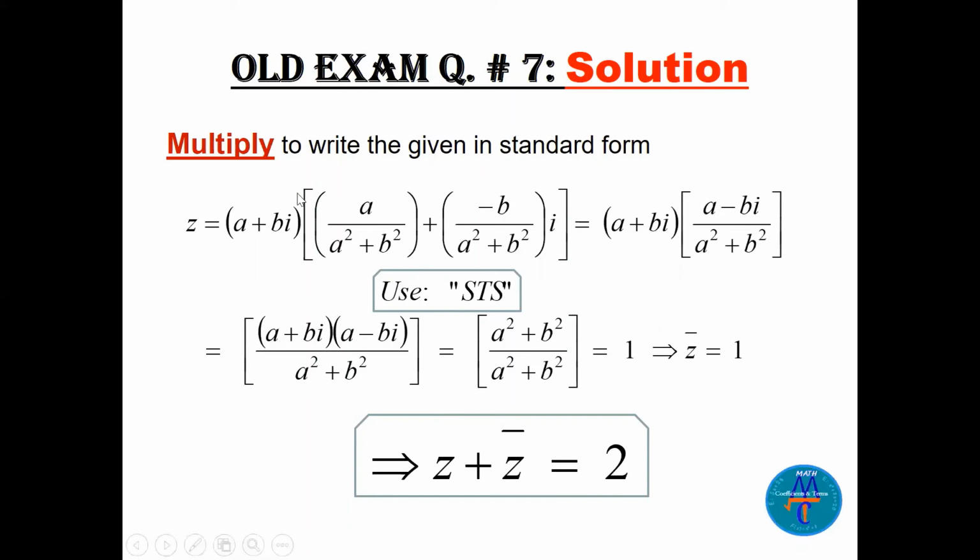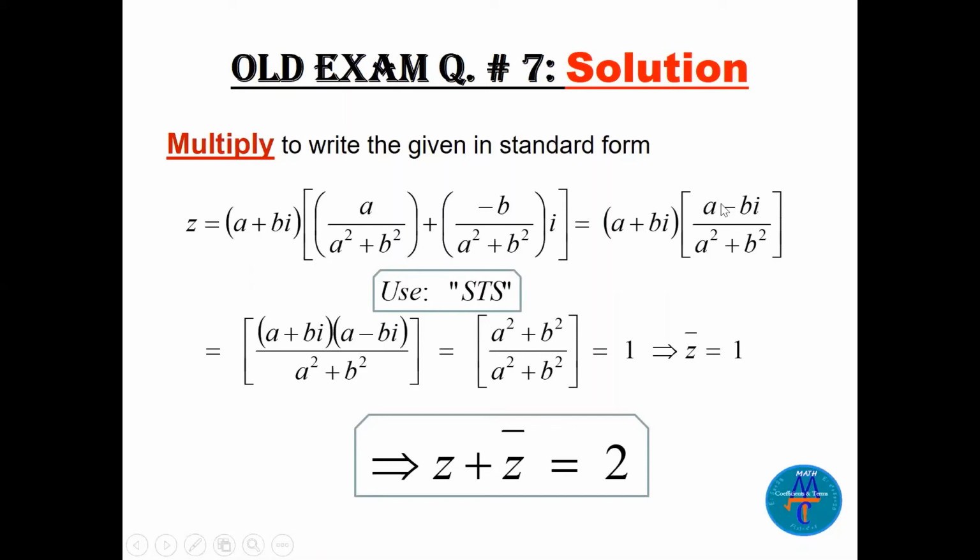See here, a plus bi, I leave it. Now I have the same denominator here. You see inside, a squared plus b squared, so I can put here a squared plus b squared. And then I can add a plus, there is a minus bi, so a minus bi over a squared plus b squared. I can simplify the big bracket into this small bracket.